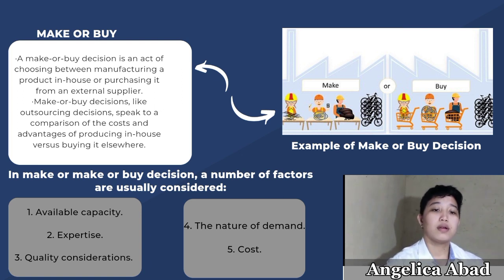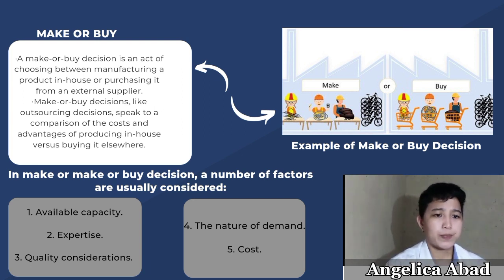Number 4, the nature of demand. When demand for an item is high and steady, the organization is often better off doing the work itself. However, wide fluctuation in demand or small orders are usually better handled by specialists who are able to combine orders from multiple sources, which results in higher volume and tends to offset individual buyer fluctuations.